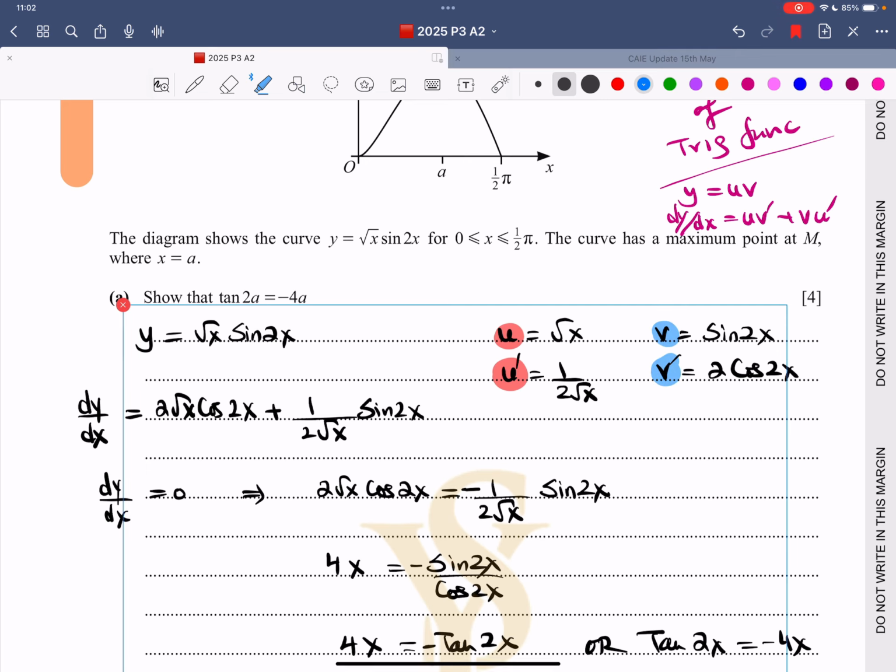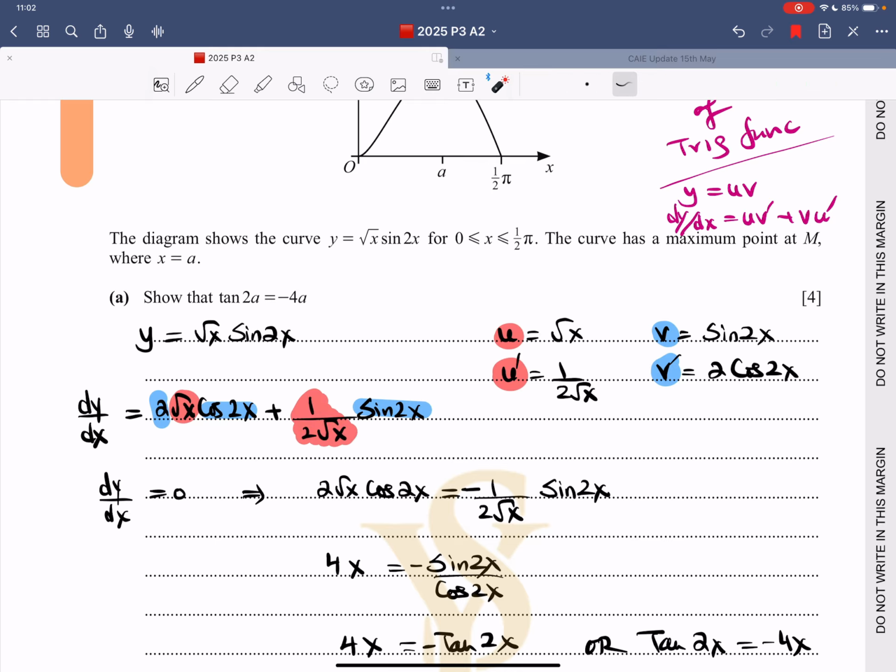So v prime is 2 cos 2x. So this is 2 and cos 2x. And then v is sine 2x. That is over here. This one is root x, that is u. And this is 1 over 2 root x, that is u prime. So double check again. This is u, this is v prime, this is v, this is u prime. There is no need of further simplification.